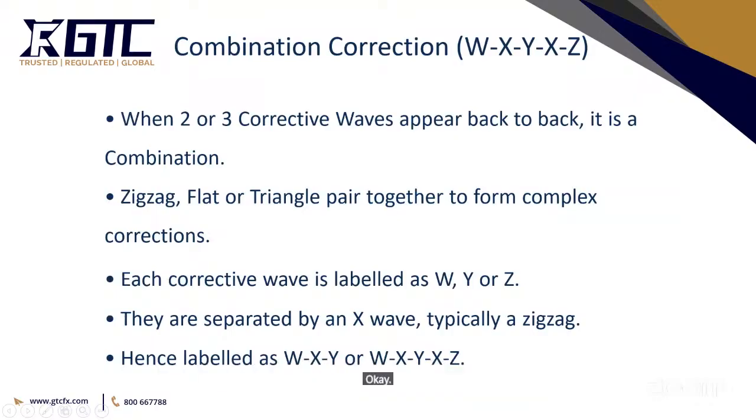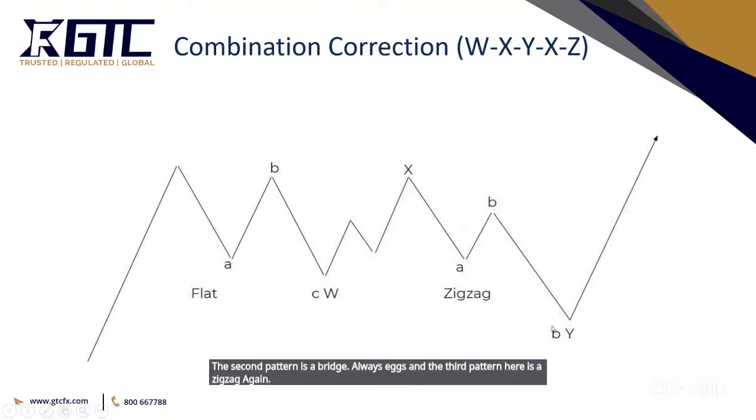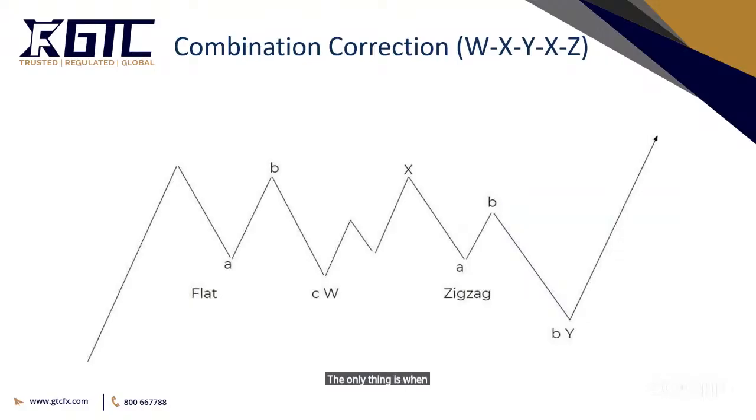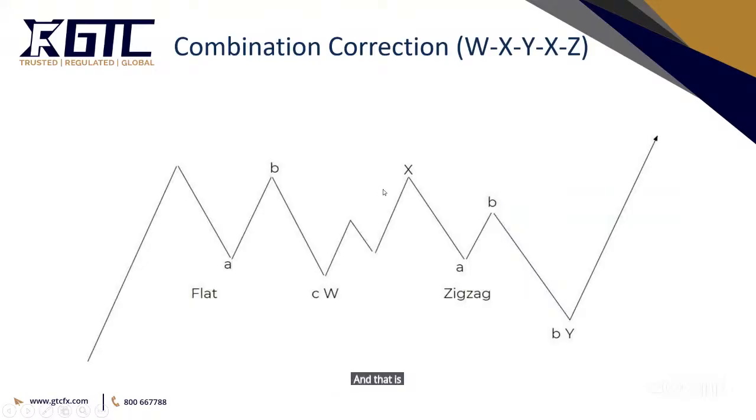Just visualize like this. The first pattern is a flat, A, B, C. It's a standard flat, which I've labeled as W. The second pattern is a bridge, always X. And the third pattern here is a zigzag. Again, A, B, C, which I've labeled as Y. So this entire thing becomes a combination labeled as WXY. All right. The only thing is when there is a WXY, that means there are two or three corrective patterns. This is a flat, and that is a zigzag, and in between we have a bridge.